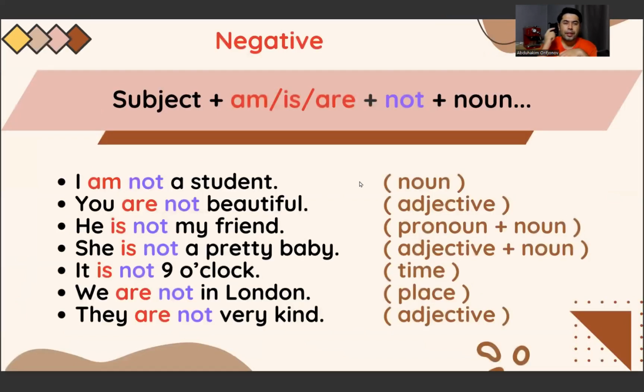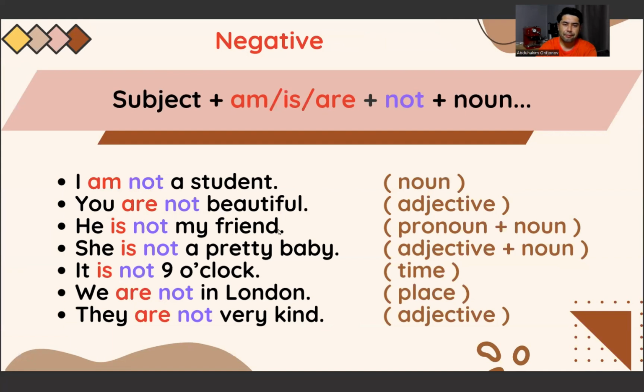Well, negative sentence structure is subject plus am, is, are plus not plus noun. It gives the negative meaning to the sentence. I am not a student. This is a noun. You are not beautiful. It's telling the adjective.